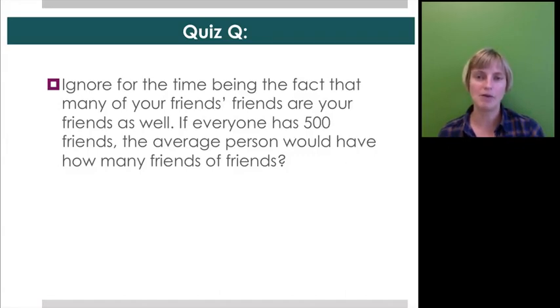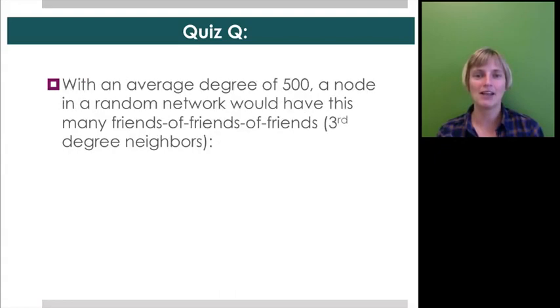Now, if everyone has 500 friends, the average person would have how many friends of friends? Okay, so if you have 500 friends and each of them has 500 friends in turn, you would expect 250,000 friends of friends. Pretty neat, right? As long as the network is random. Now, let's extend this to friends of friends of friends.